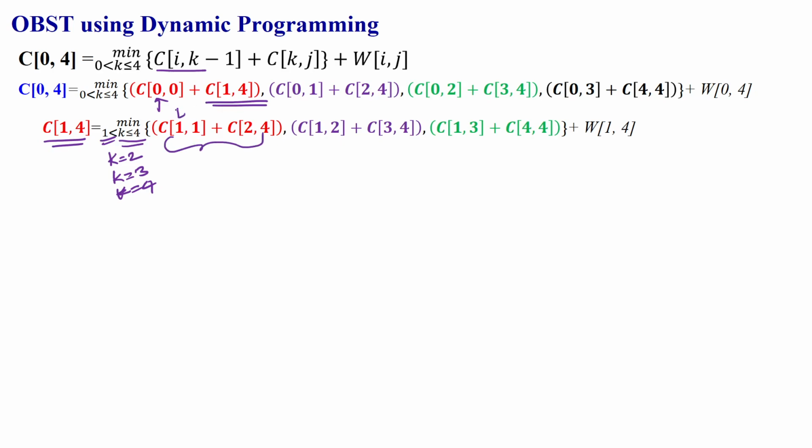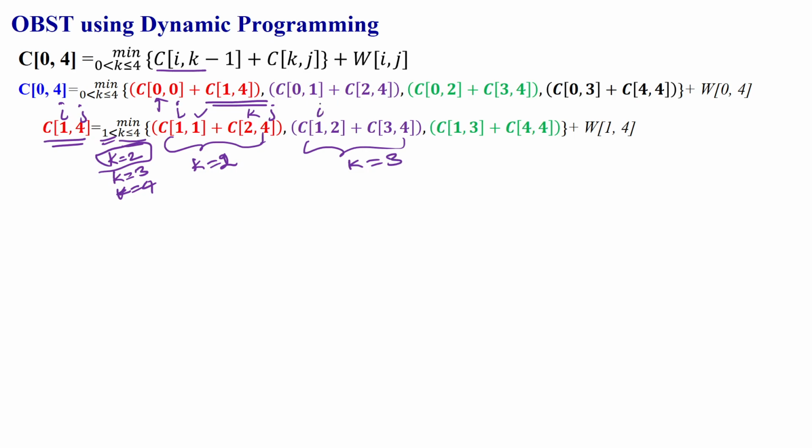Again, c of i, where i is 1 and j is 4, right? So c of i comma k minus 1, right? Here k equal to 2, right? 2 minus 1 is 1, then k value is 2, then j value is 4. Then we have to find out for k equal to 3.